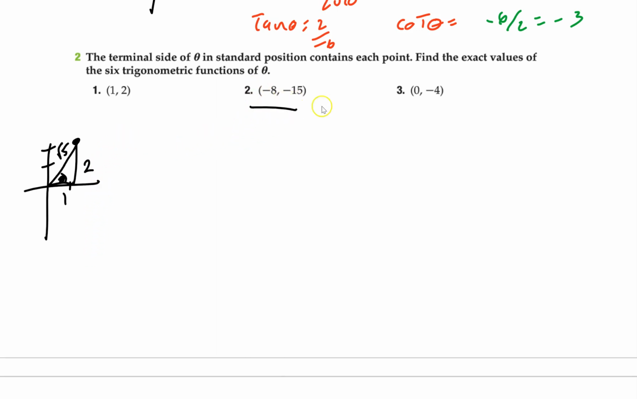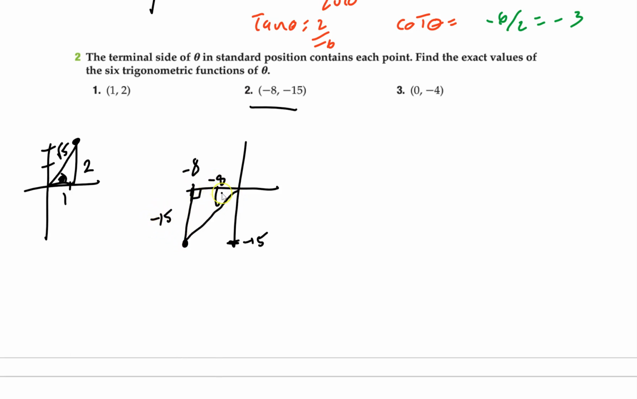I want to talk about the next two, because they're a little more interesting. This one's negative 8 and negative 15. So negative 8 and negative 15 would be right here. And like I always say, go straight to the x-axis. In this case, I got to go up to the x-axis to make a right angle, and then go to the origin. Now I know what my sides are. I went left 8, so negative 8, and I went down 15, so negative 15.